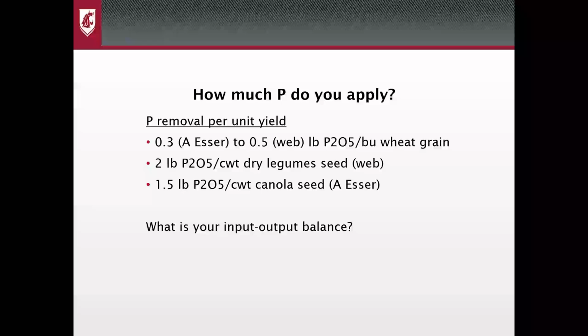These values, 0.3 pounds of P2O5 to 0.5 pound of P2O5 per bushel of wheat, come from some data that Aaron Esser's been collecting with a small grant to measure the concentration of nutrients in wheat grain and canola seed. So that's the 0.3 number. The 0.5 comes from the web, Ag PhD. If you go on and look at nutrient removal apps or websites, they'll give you some of these estimates as well. But think about how much phosphorus you're removing with whatever your yield is for a particular crop in a year or across the rotation.